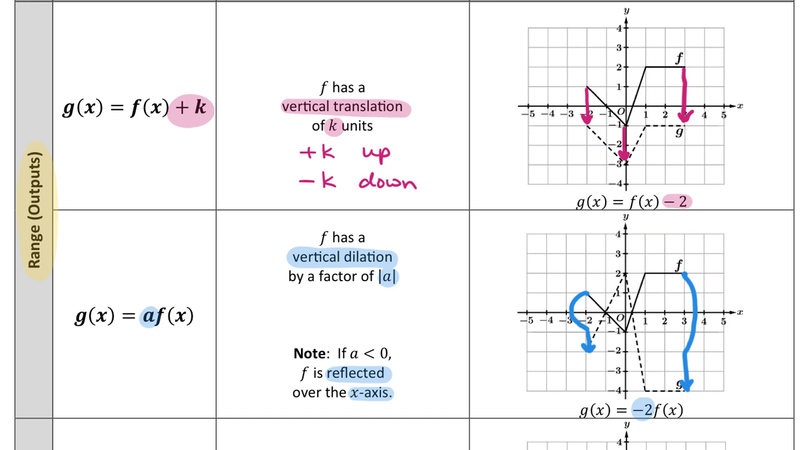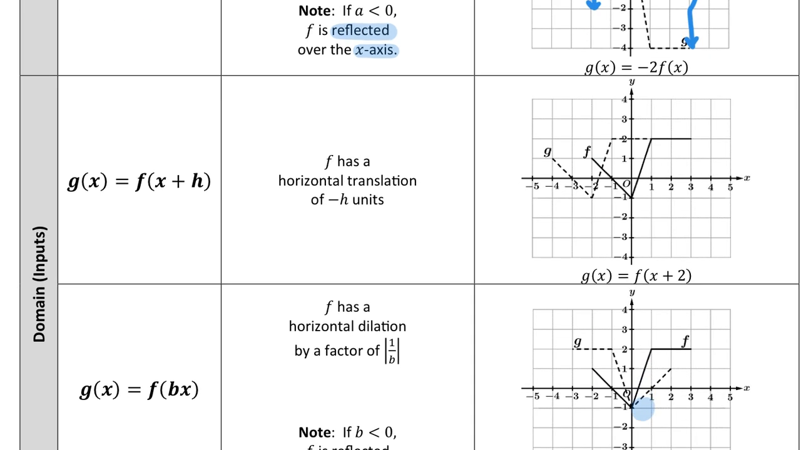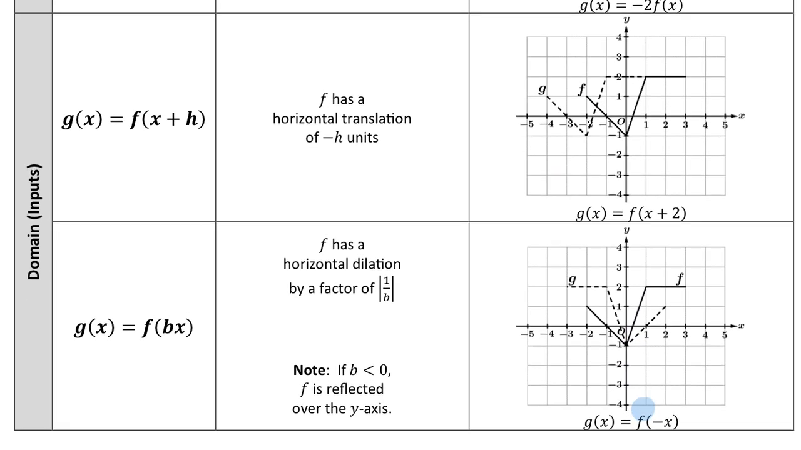The two transformations that affect the domain are the two transformations that occur inside the function itself. Do you see the difference here? How x plus h and b times x are inside the function? They are going to affect the domain of this function. This is how we're going to differentiate our different transformations and what we have to apply to either coordinate points or intervals on our graph.